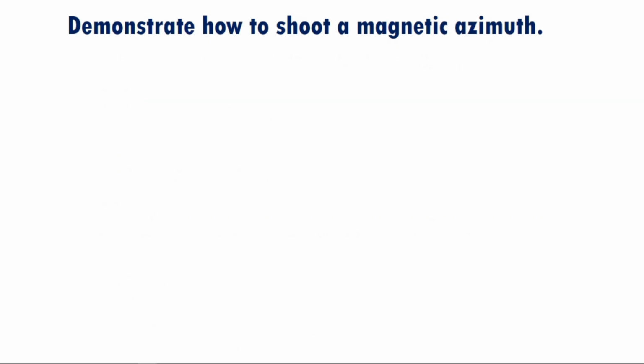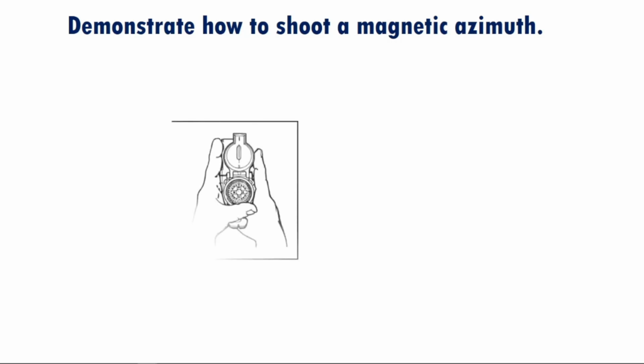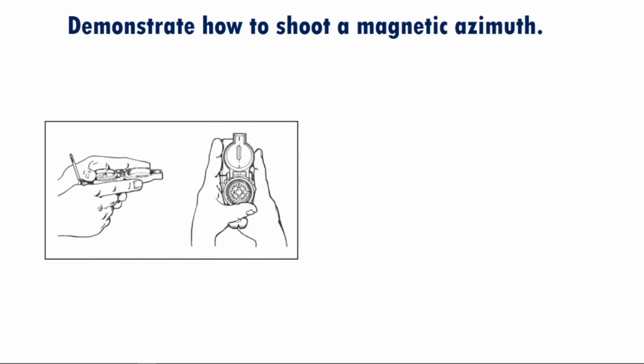Now, let's see how to shoot a magnetic azimuth. So here we have our compass in our hands. Please pay attention to how the compass is held. As you can see, somewhere down here, you have the thumb holder or the thumb ring where you have to put your thumb inside. And then with your two pointing fingers, you hold by the side.